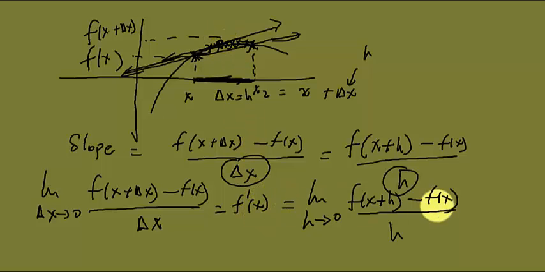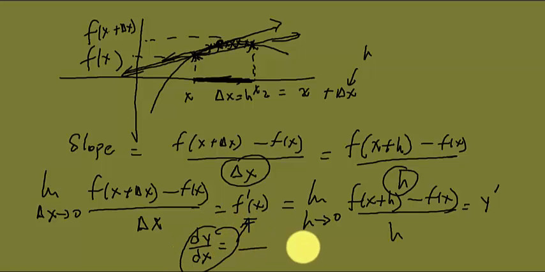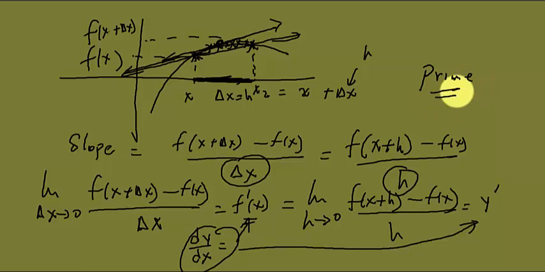We call this the derivative, and sometimes it's written as y prime, or f prime of x, and sometimes it's also written as dy dx, which is known as the derivative of the function y with respect to x. And that is the same thing as f prime of x, or y prime, P-R-I-M-E.